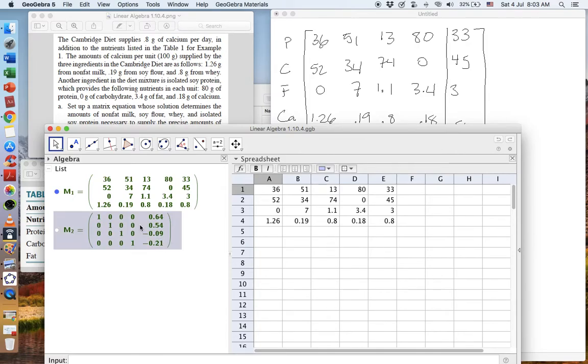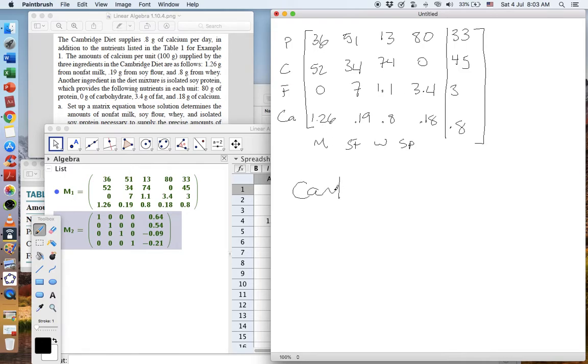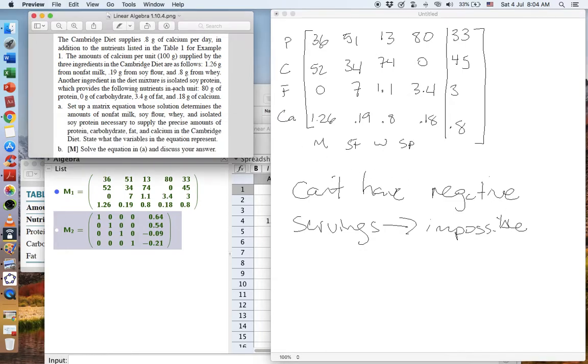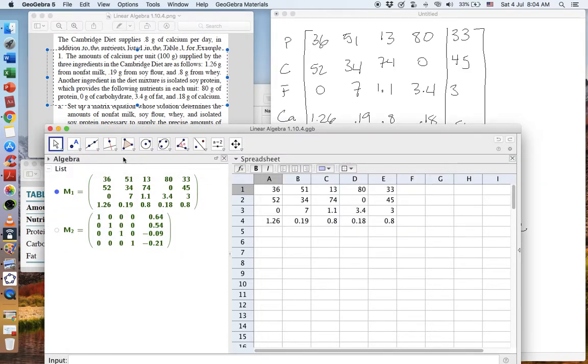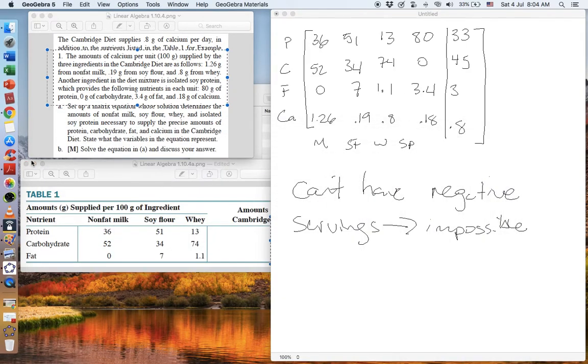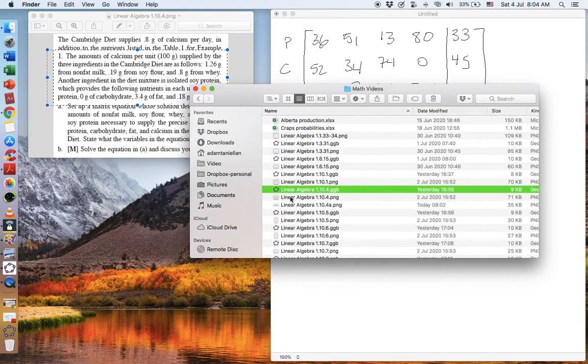But then we have negative values here. We've got negative 0.09 and negative 0.21. And so we can't have negative servings. So this is impossible. So we can't get this exact amount of macronutrients and calories from this combination of ingredients. And so this application, or this desired result from the Cambridge diet, is in fact impossible.